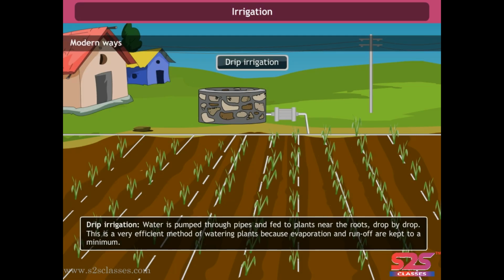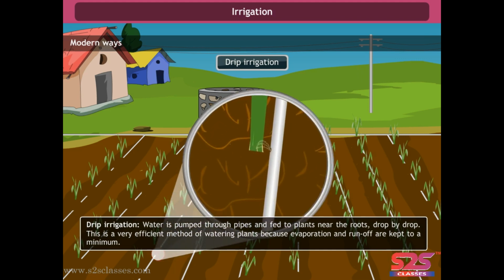Drip irrigation. Another method of irrigation is drip irrigation. Water is pumped through pipes and fed to plants near the roots drop by drop. This is a very efficient method of watering plants because evaporation and runoff are kept to a minimum.